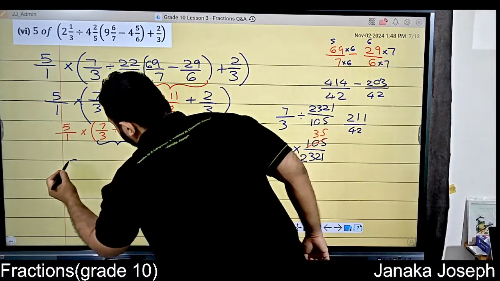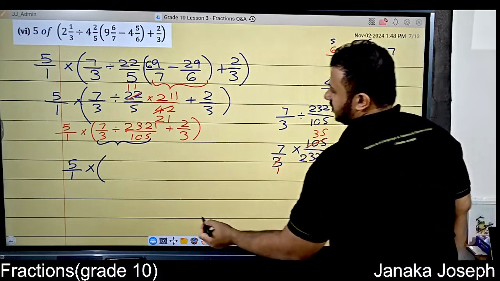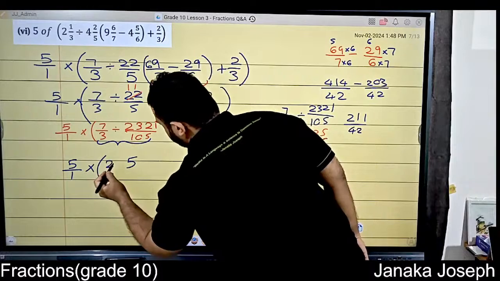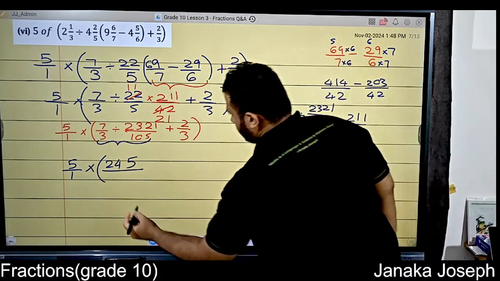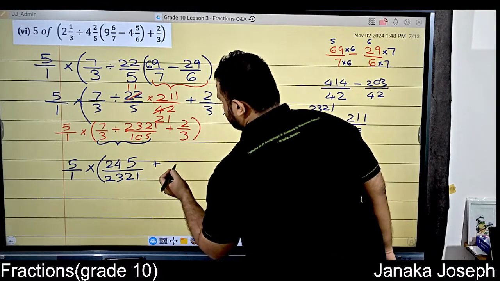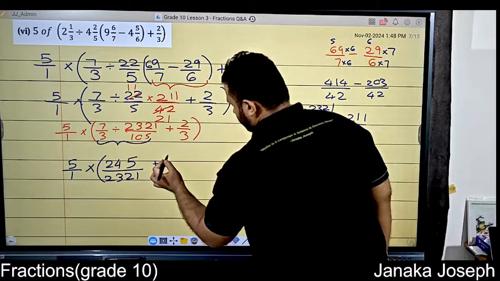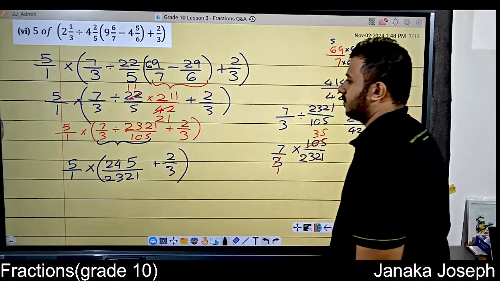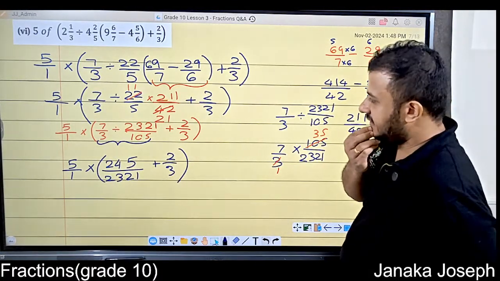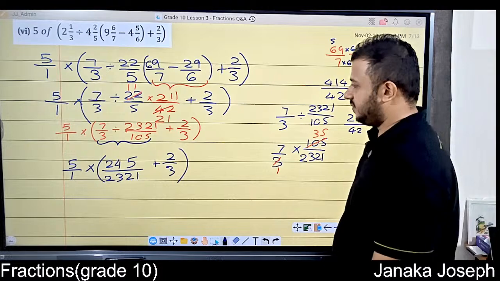So we will get 5 over 1 multiplied by 7 times 5 is 35. 3 comes to the neighbor. 7 times 3 is 21. With the 3 is 24. Out of 2321, plus 2 over 3. 2321, that is not divisible by 3. That means the number which they will meet each other will be the multiplication of them.